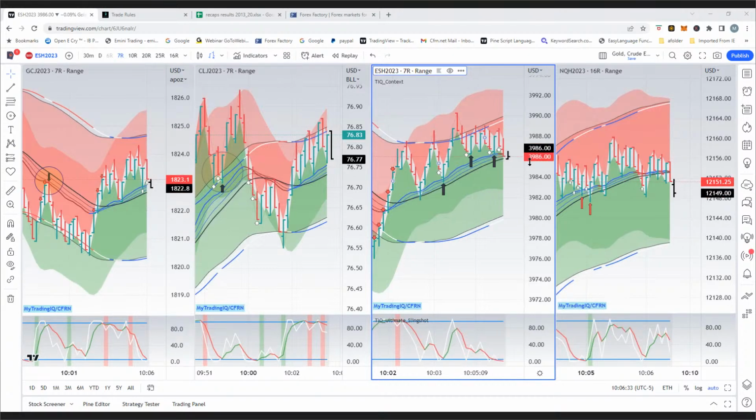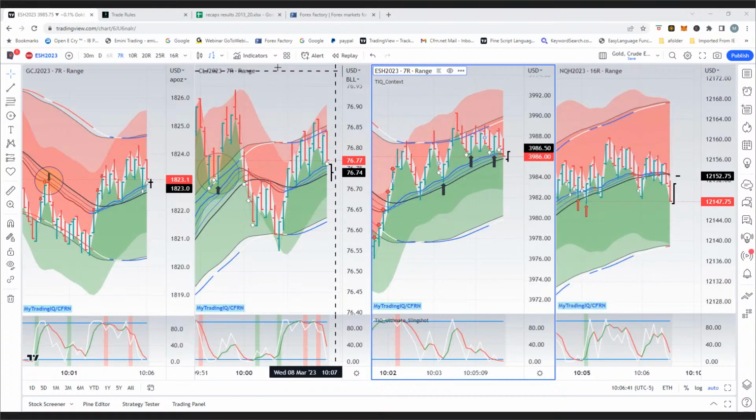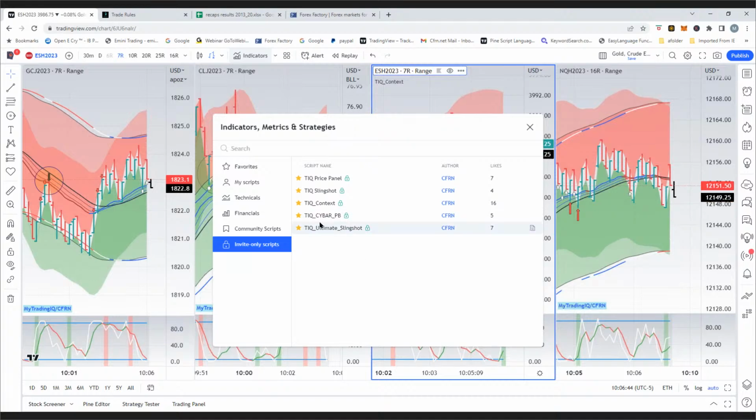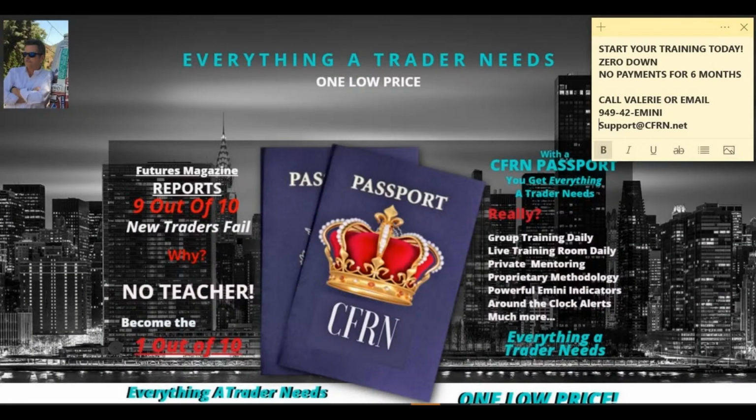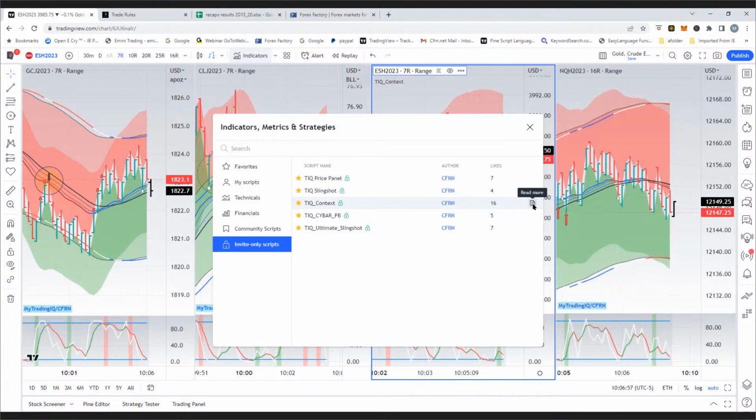For those of you who are newly signing up for TradingView, you go here to indicators and go to invite only scripts, once we give you permission. In the CIQ context, if you click on this, it's got release notes in it. You'll see the release notes in there, and there are some instructions in them.